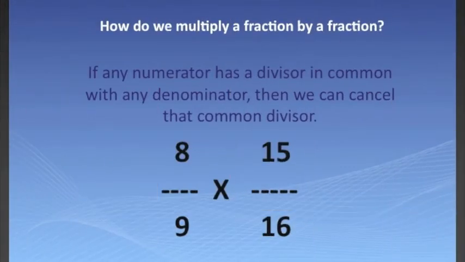Sometimes in fractions, we can reduce the numbers in the fractions to make the fractions easier to work with, and therefore easier to multiply. If any numerator has a divisor in common with its opposite denominator, then we can cancel out that common divisor to simplify the numbers and make our multiplication easier. Let's look at the example listed below to show how common divisors can help to simplify fractions.